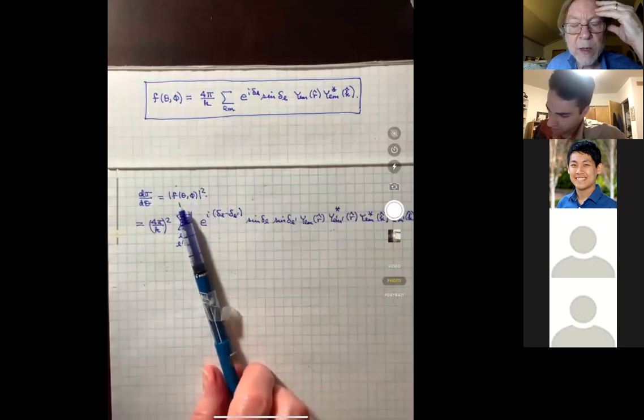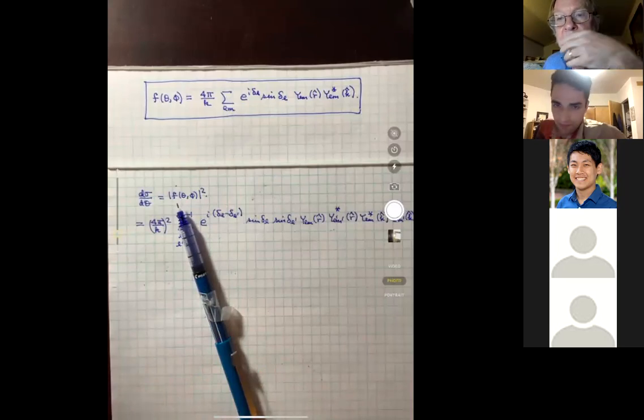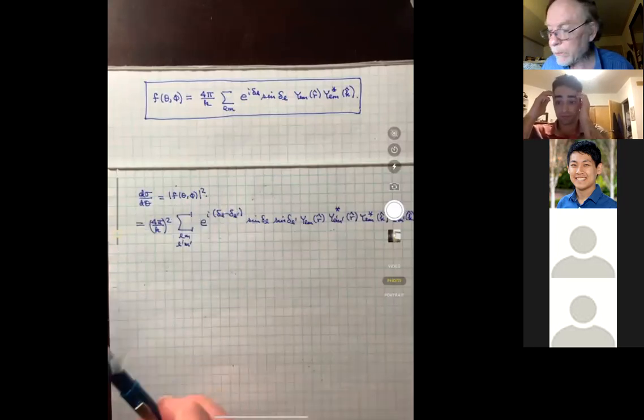Typically what you find experimentally and theoretically both is you find oscillations in the cross section as a function of angle. It's not a smooth function, it's an oscillatory function. And those oscillations come from the interference of the various partial waves.